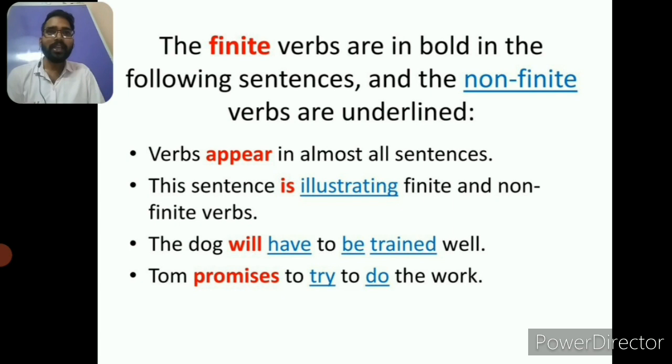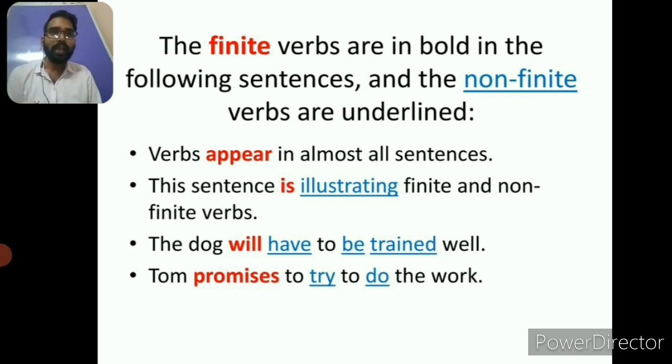Now, the finite verbs are in bold in the following sentences. The words in red are my finite verbs, and the words underlined in blue are my non-finite verbs. Now, see, verbs appear in almost all sentences. Appear again is my finite verb here. It changes according to the tense. This sentence is illustrating finite and non-finite verb. Now, is is my finite verb, whereas illustrating is my non-finite verb.